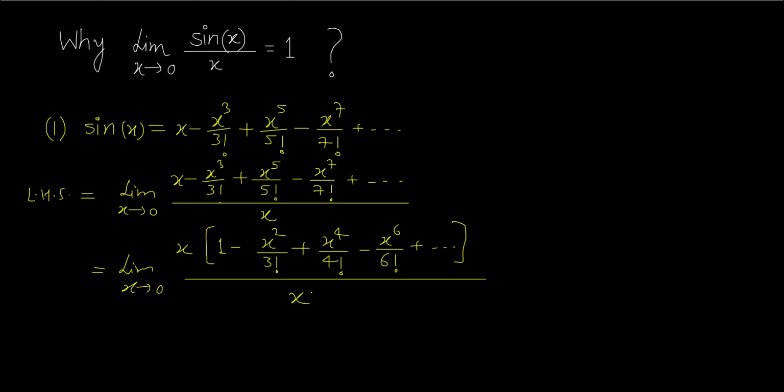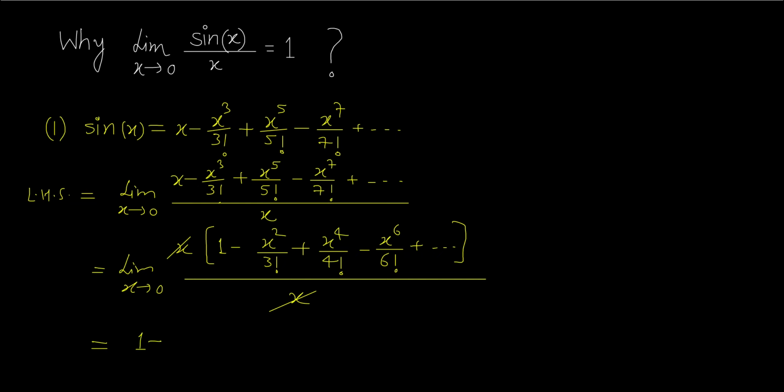Now you can cancel this denominator x and numerator x. One thing I will tell you here is that you can cancel x in numerator and denominator because x is not equal to 0. If x were 0, then you couldn't cancel them. The limit says x is tending towards 0 but it is not equal to 0. That's why we could cancel the numerator and denominator x. In the remaining terms there is no undefined term, so we can directly put x equal to 0 here.